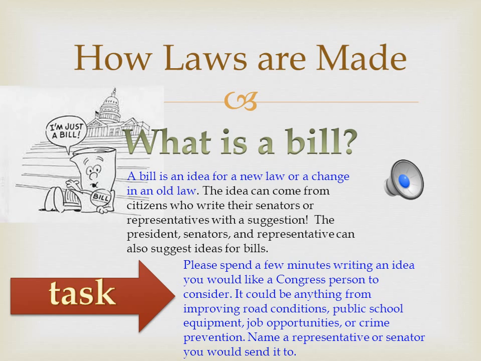So, what I want you to do now is to spend a few minutes writing an idea you would like Congress to consider. It could be anything from improving road conditions, public school equipment, job opportunities, or crime prevention. It could be anything that comes to your mind. And then just name a representative or senator we mentioned earlier that you would send it to. And really, it's that easy. All you need is an address and a stamp.